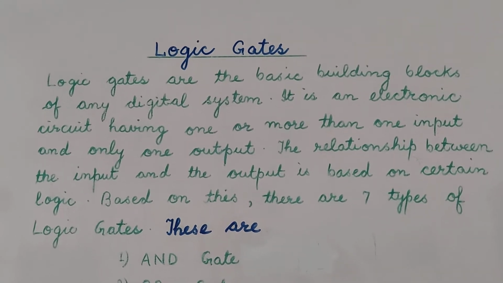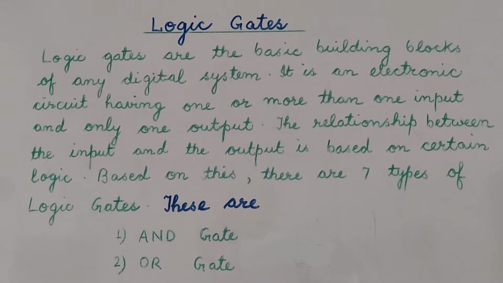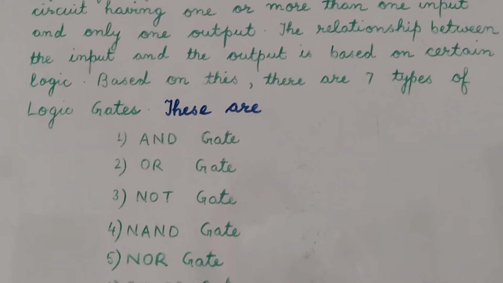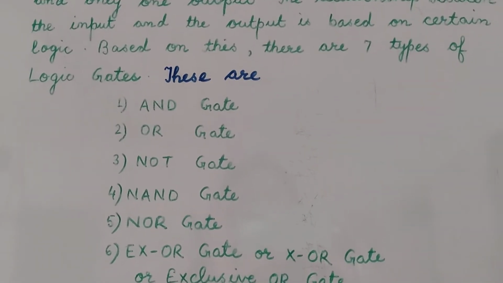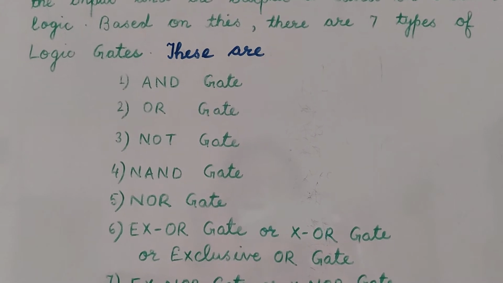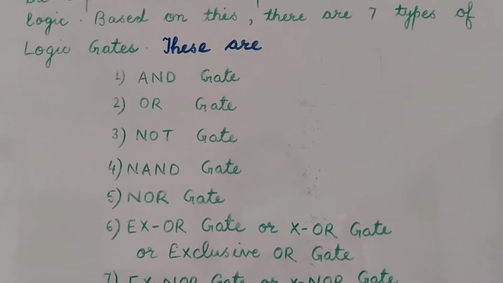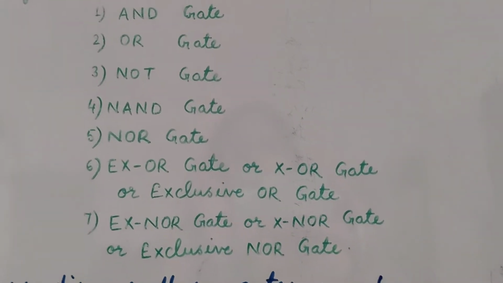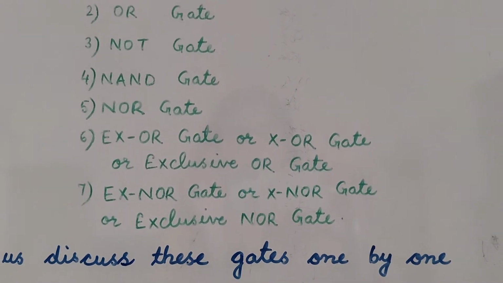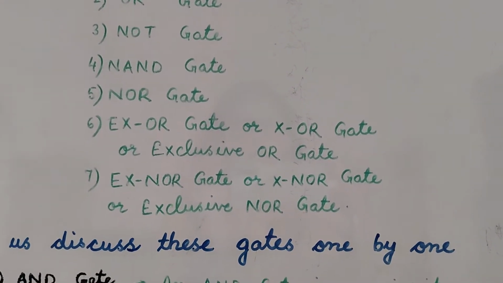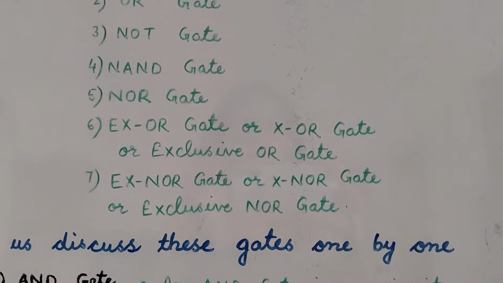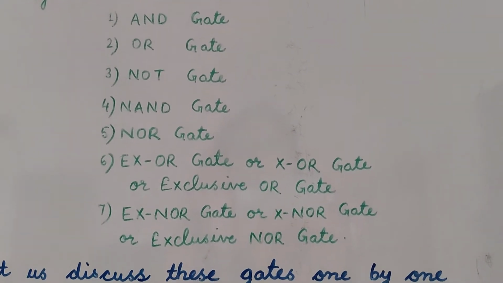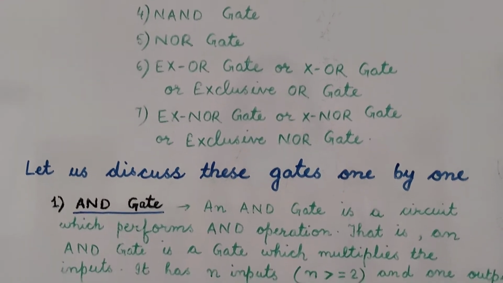There are 7 types of logic gates. These are the AND gate, the OR gate, third gate is the NOT gate, the fourth gate is the NAND gate, the fifth one is the NOR gate, the sixth gate can be written as EXOR, that is XOR, and the full form of this gate is exclusive OR gate. And the last gate is the exclusive NOR gate, which can be written as EXNOR or XNOR. So these are the 7 types of logic gates. Now let us discuss all these gates one by one.